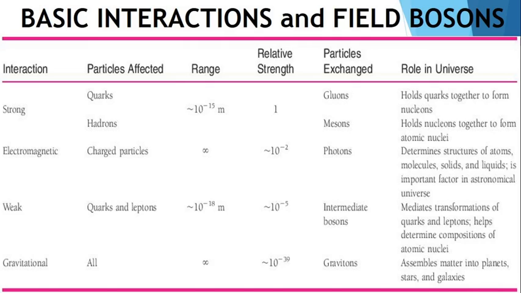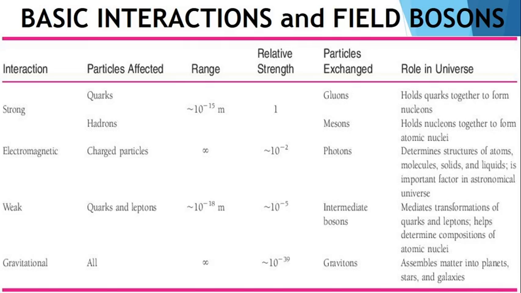Now, if a force exists between two particles, there must be an exchanging particle between them, and that exchanging particle in the case of electromagnetic force is the photon. Photons are massless particles that move with the velocity of light c, and have spin 1. This electromagnetic interaction determines the structures of atoms, molecules, solids and liquids also. It's an important factor in the astronomical universe.